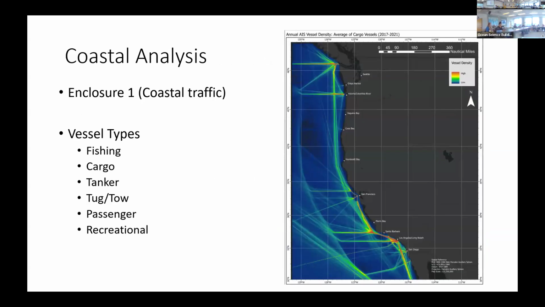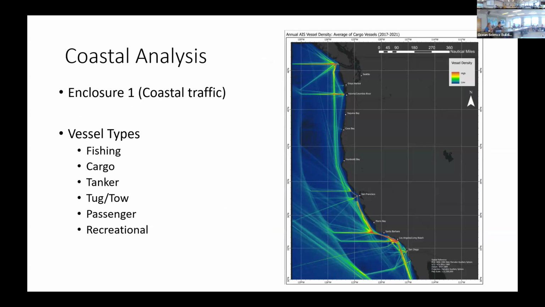Next slide, please. So the coastal analysis covered a total of 6 different types of vessels. We were looking at fishing, cargo, tanker, tug and tows, passenger, and recreational vessels. And the picture on the right is just a depiction of total vessel traffic of all the data that was incorporated, and it shows where the hotspots are based on the coloring on the chart.